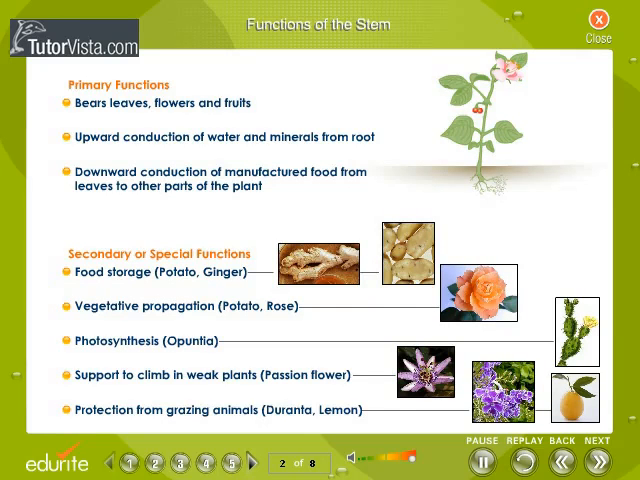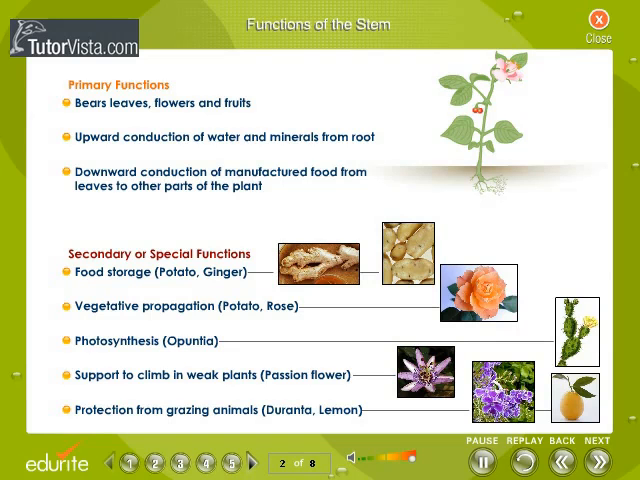Functions of the stem. Primary functions. The main function of the stem is to bear and support leaves, flowers, and fruits, help in the upward conduction of water and minerals from root, help in the downward conduction of manufactured food from leaves to the other parts of the plant.